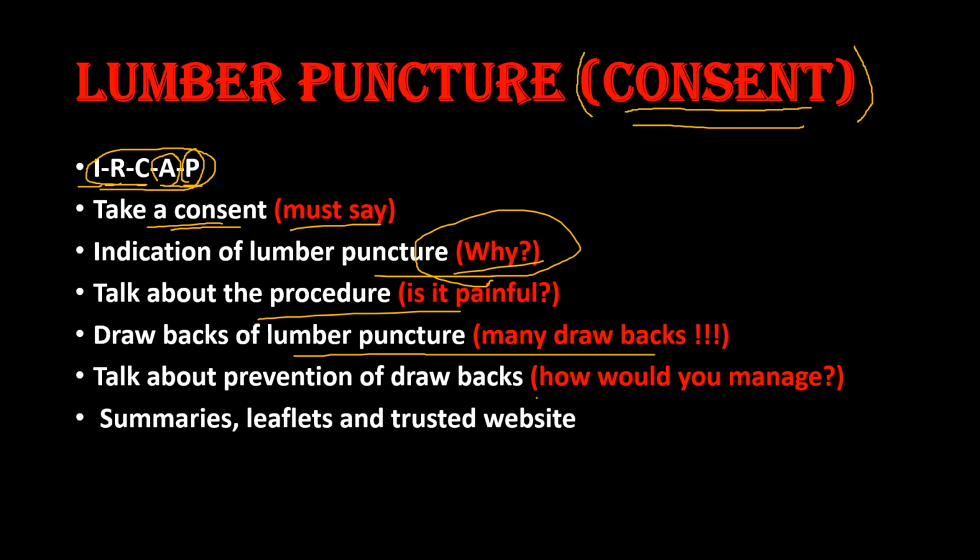Okay, so how would you talk about prevention of the drawbacks? As I told you, you should talk about the prevention whenever you are telling them the drawbacks. For example, the drawback of bleeding, the drawback of getting infection from your procedure, the drawback of pain. So for the pain, you will apply the numbing cream. For the bleeding, you will apply pressure. And for the infection, a clean environment. Then the headache is also one of the drawbacks. For the headache, you will give a painkiller after that.